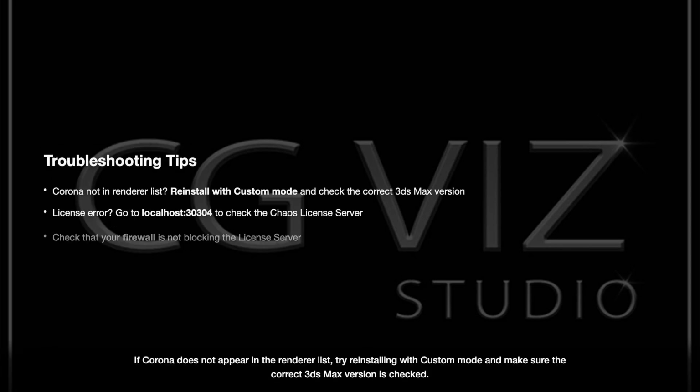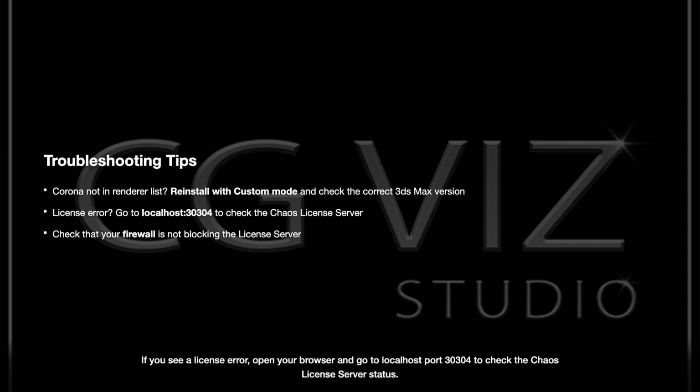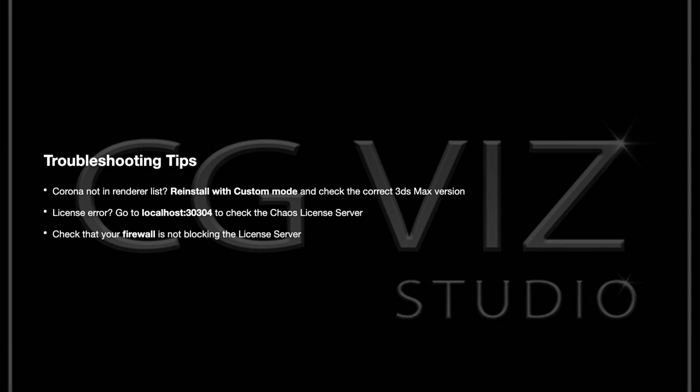If Corona does not appear in the renderer list, try reinstalling with custom mode and make sure the correct 3ds Max version is checked. If you see a license error, open your browser and go to localhost port 30304 to check the Chaos license server status. Make sure your firewall is not blocking the Chaos license server.